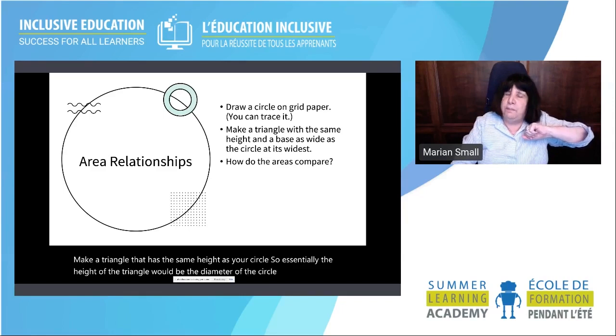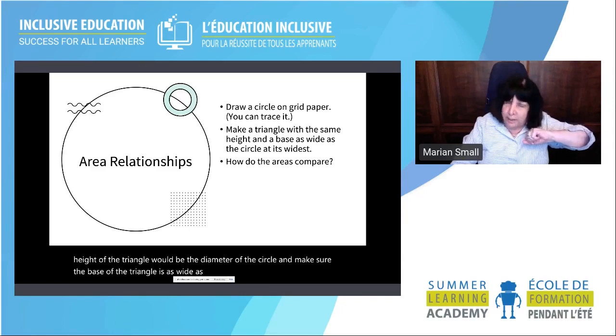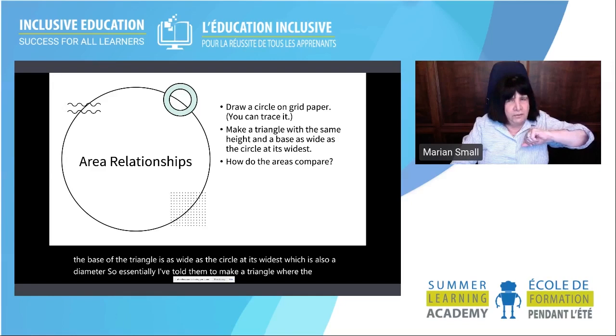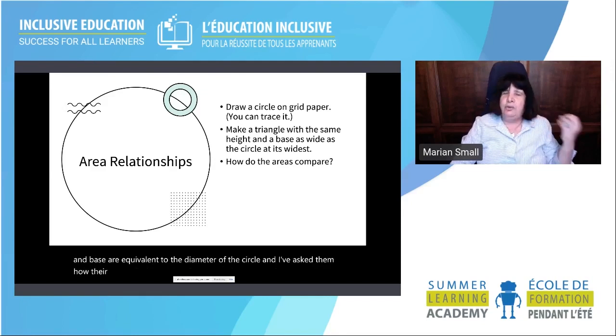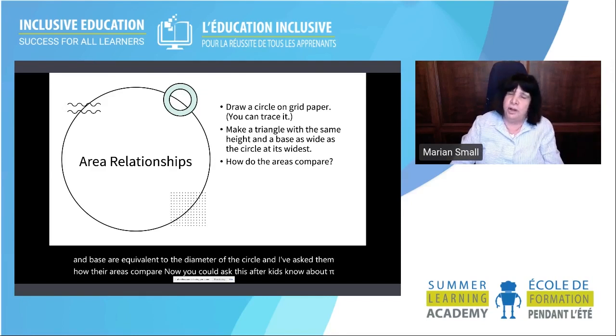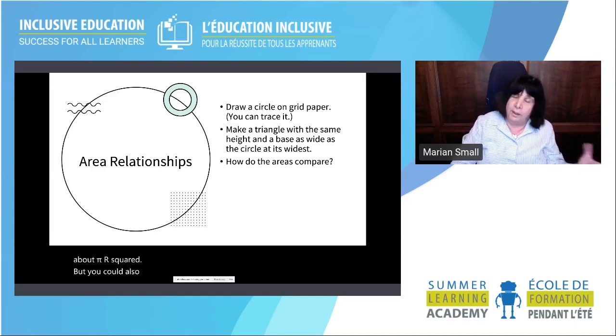And make sure the base of the triangle is as wide as the circle at its widest, which is also a diameter. So essentially I've told them to make a triangle where the height and the base are equivalent to the diameter of the circle. And I've asked them how their areas compare. Now, you could ask this after kids know about pi r squared, but you could also ask it before they know about pi r squared to kind of lead into that.